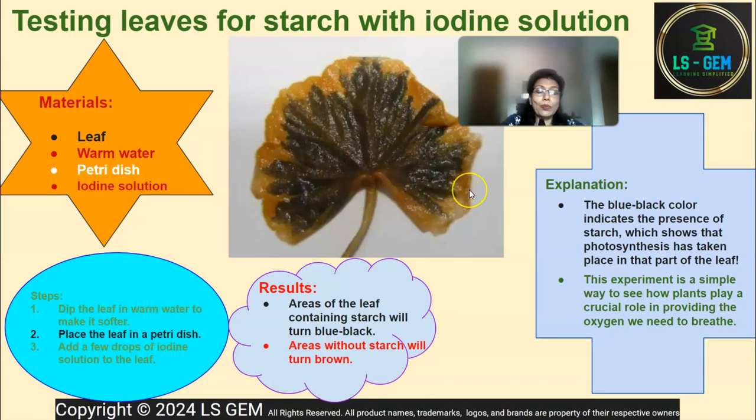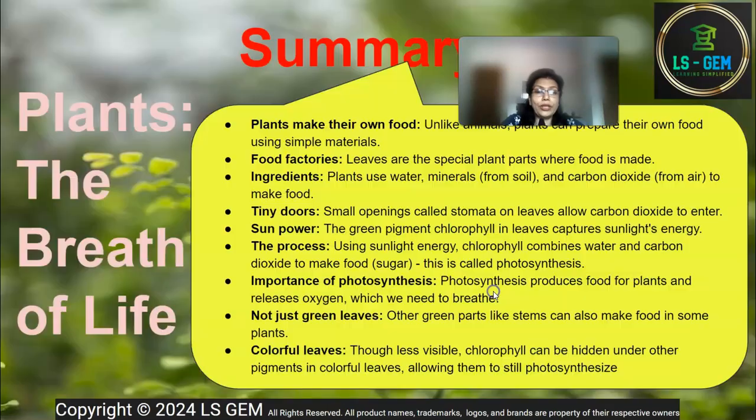So what is the explanation? The blue-black color indicates the presence of starch, which shows that photosynthesis has taken place in that part of the leaf. This experiment is a simple way to see how plants play a crucial role in providing the oxygen we need to breathe. Now, what is the summary of this video?